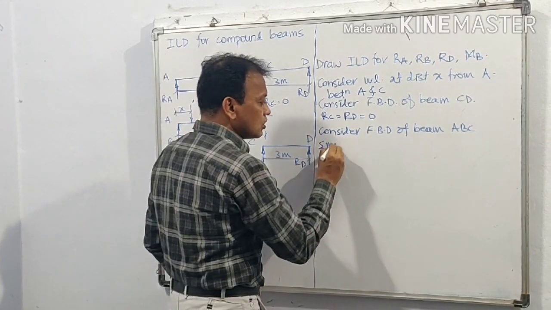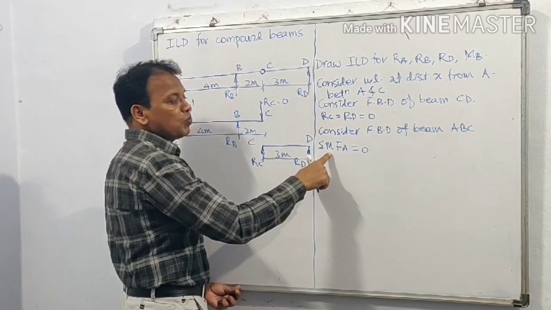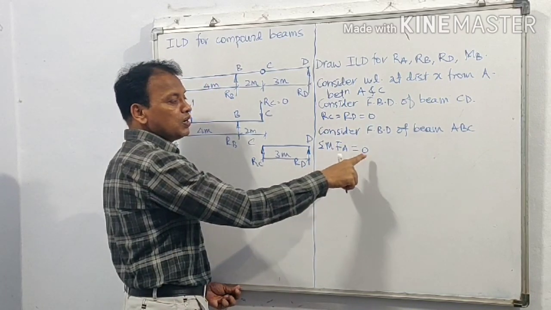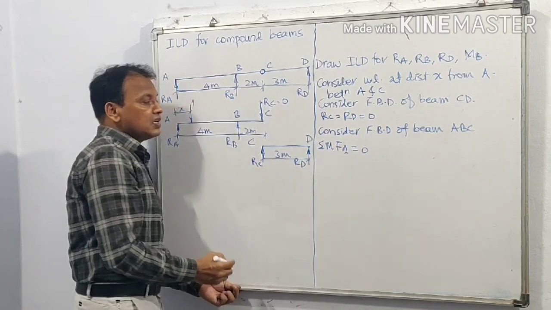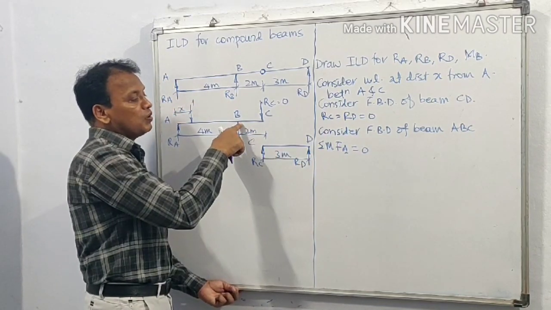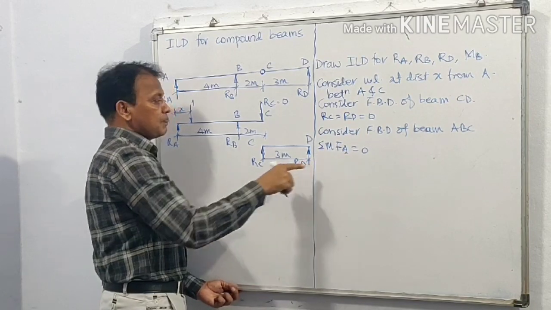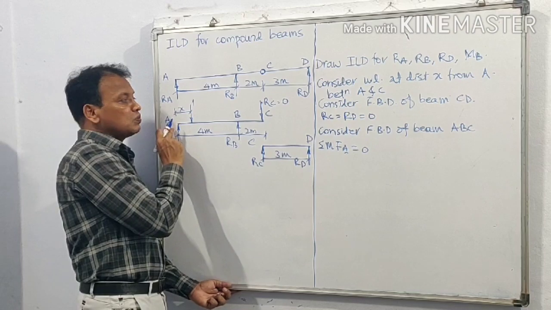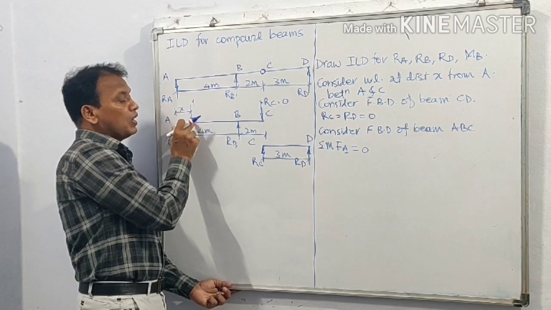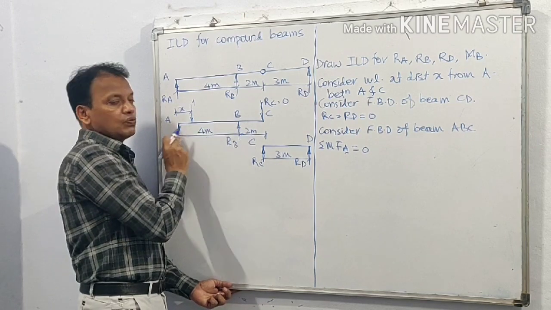Therefore summation MA is equal to 0. Algebraic sum of moments of all forces about any coplanar point, that is about point A. Therefore we have written here A. Instead of A, if we were taking moment about B, we would have written B. So summation MA is equal to 0. RA is passing through A, its moment about A is equal to 0. 1 into X is equal to RB into 4.